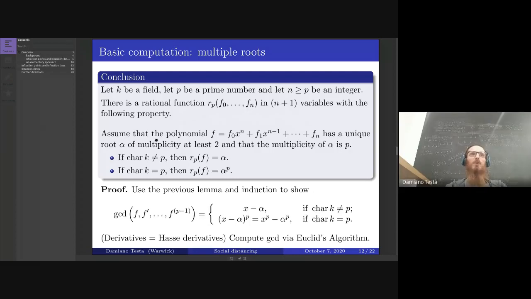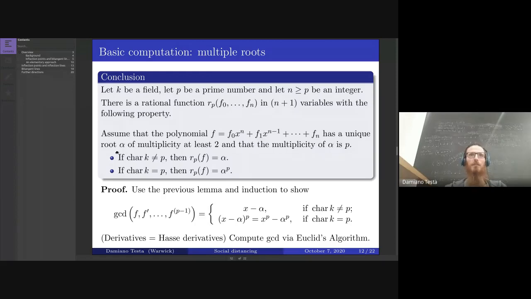And so I'm going to formulate this by saying, assume that the polynomial has a unique root alpha of multiplicity at least 2, and assume that multiplicity is actually p. So in that case, I can write down a rational function of the coefficients that produces for me the coordinate alpha when the characteristic is not p. And when the characteristic is p, what I can do is write alpha to the p as a rational function of the coefficients. I'm not saying I cannot write alpha, but that was sort of implicit in what I said before.